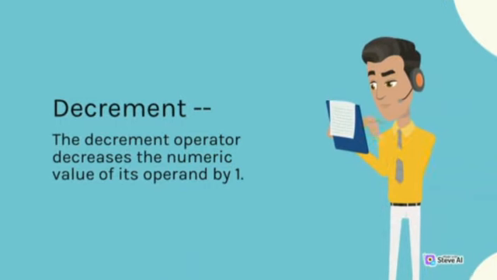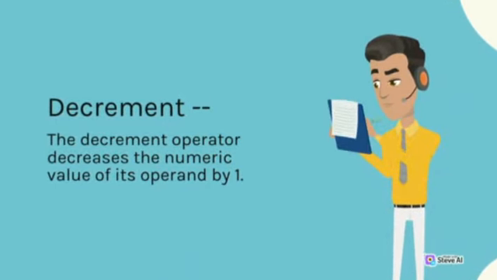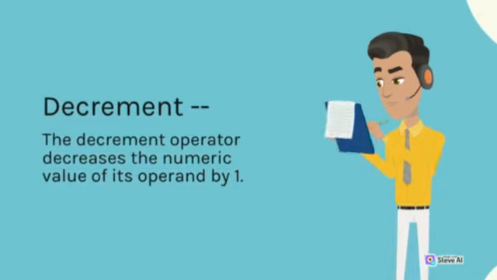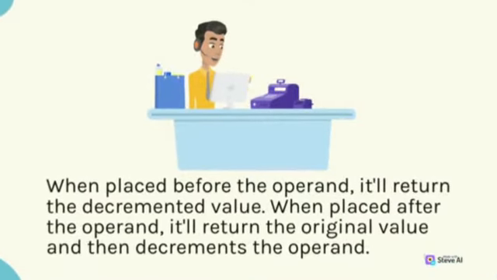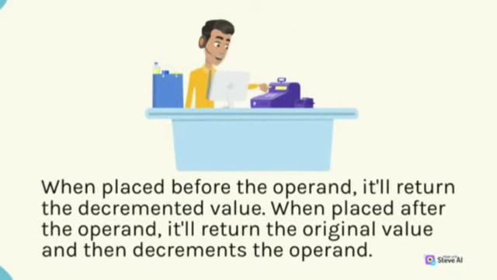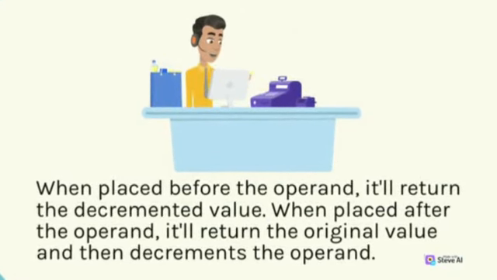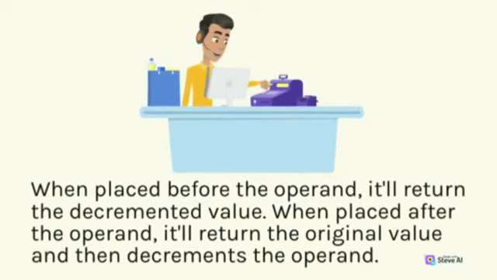Decrement, minus minus. The decrement operator decreases the numeric value of its operand by 1. When placed before the operand, it'll return the decremented value. When placed after the operand, it'll return the original value and then decrements the operand.